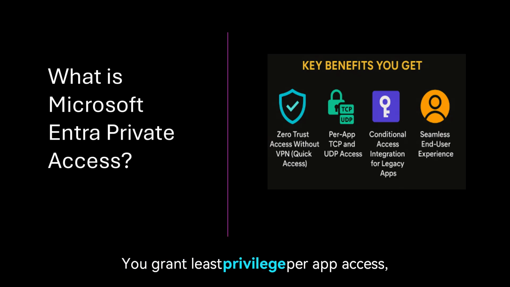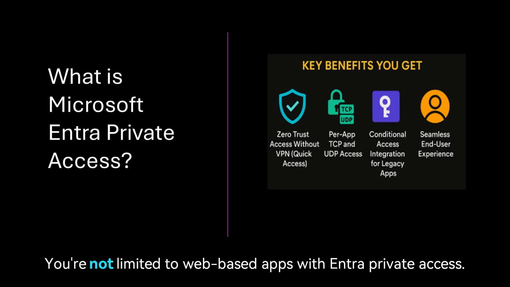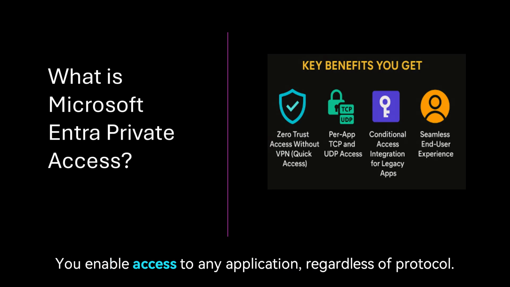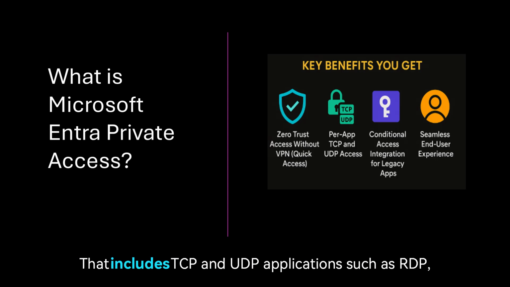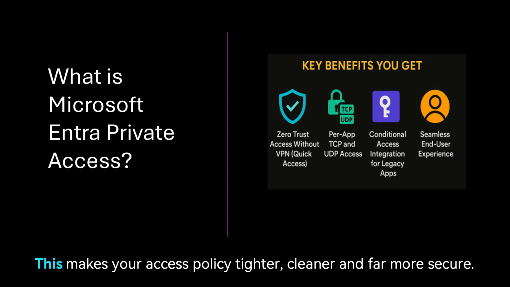You grant least privilege, per app access. No more all or nothing access like you'd get with a VPN tunnel. You're not limited to web-based apps. With Entra Private Access, you enable access to any application, regardless of protocol. That includes TCP and UDP applications such as RDP, SSH, or database services. Access is granted on a per-application basis, not network-wide. This makes your access policy tighter, cleaner, and far more secure.